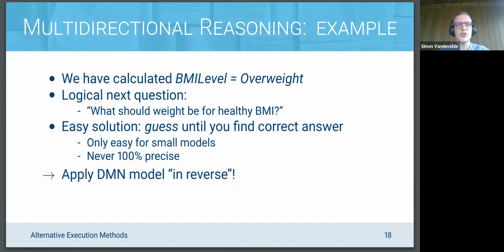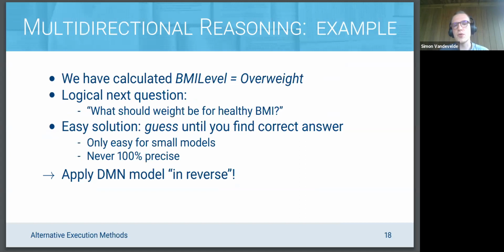So the logical next question is, what should my weight be in order to be healthy, right? If you find out that you're overweight and you want to start losing weight, it's nice to have a goal to work towards. So the easy solution would be just guess. Input random information in your model, let it calculate all the way to the top, and then you find out, here I would have a healthy BMI level, right?